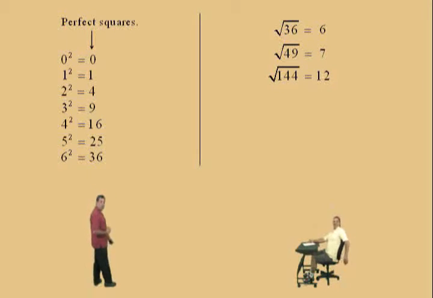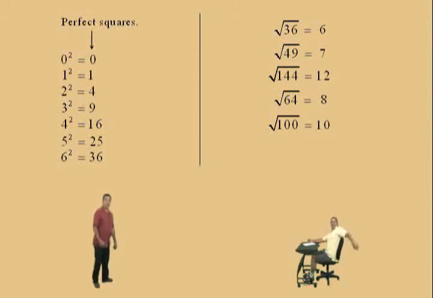Okay, we're dealing with perfect squares here. Charlie, what's the square root of 64? 8. 8, because 8 times 8 is 64. What's the square root of 100? 10. 10, because 10 squared is 100.